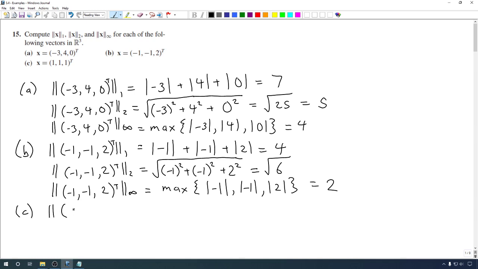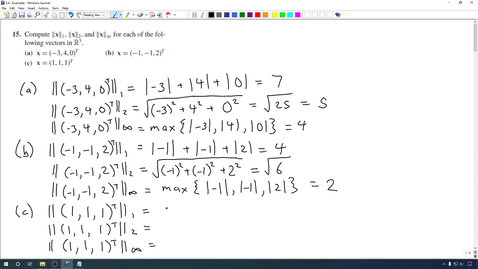And finally, we do the same thing, but for the vector 1, 1, 1. So, absolute value of 1. I'll go ahead and keep writing the absolute values in here, even though we don't really need them for this one. 1 plus 1 plus 1 is 3. Shouldn't be too hard to see that one. Then we have the square root of 1 squared plus 1 squared plus 1 squared. That's now the square root of 3.